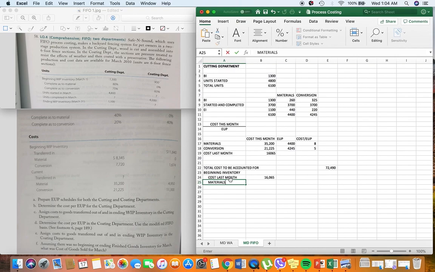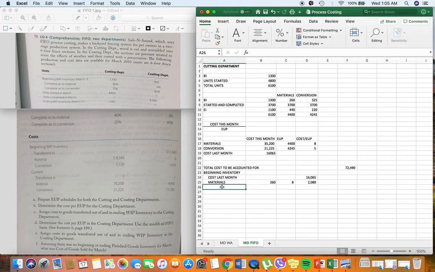Okay? So, materials cost. Our EUP for materials, as far as the beginning inventory units is concerned, is 260. And then, we will be multiplying this by our cost per EUP, which we have computed as 8 pesos earlier, no? So, get the product of the two. We multiply 260 by 8 and we'll get 2,080. So, transfer lang natin siya dito. Okay? And then this one, lipat ko rin dito.